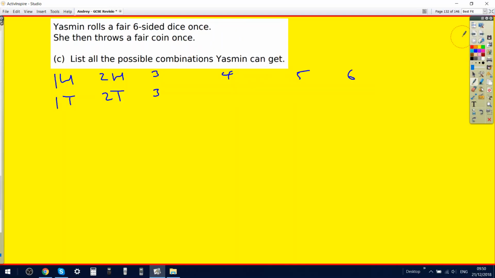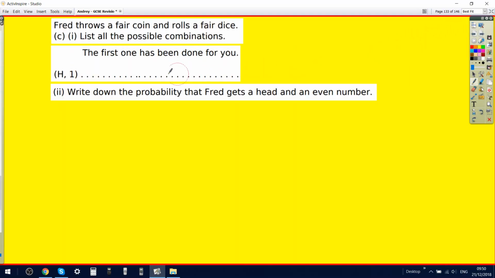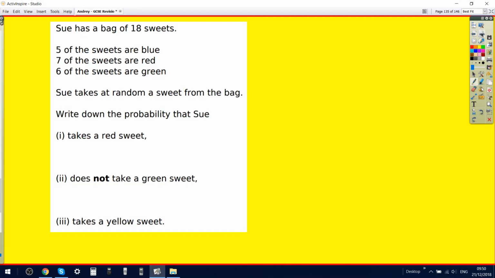So that's what this is asking for, all the possible combinations. So there's 12 combinations, and here's one, they did the first one for you. Head 1, and you just go from there. Theoretical probability. All right, let's try these.